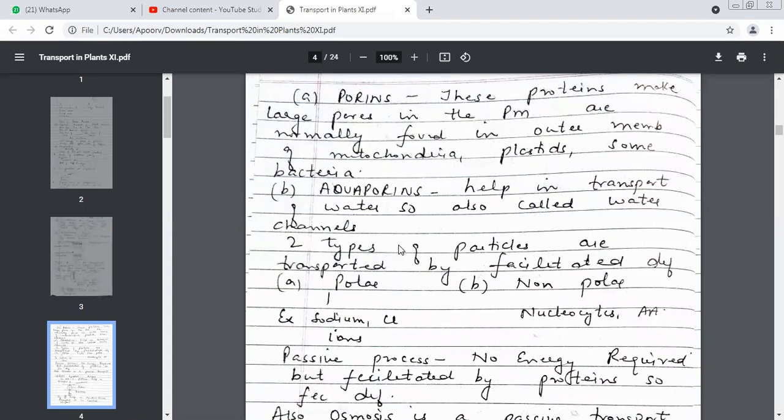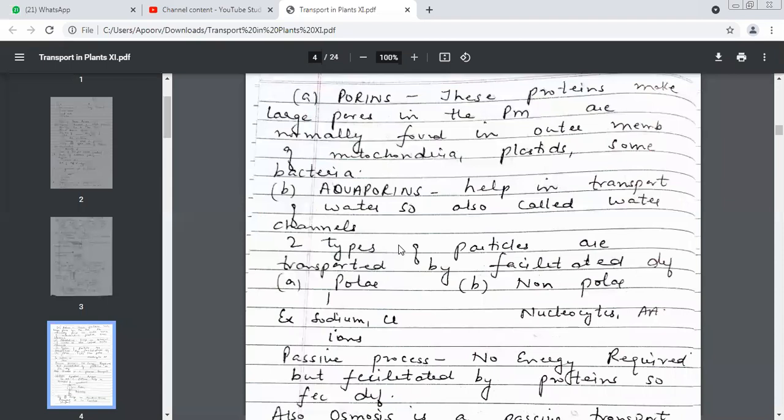These kind of proteins lie on the outer surface of the plasma membrane of which cell organelles? Mitochondria, plastid, bacteria. Okay. So they are transporting molecules, but we have another kind of structural proteins, carrier proteins, which help in transportation.